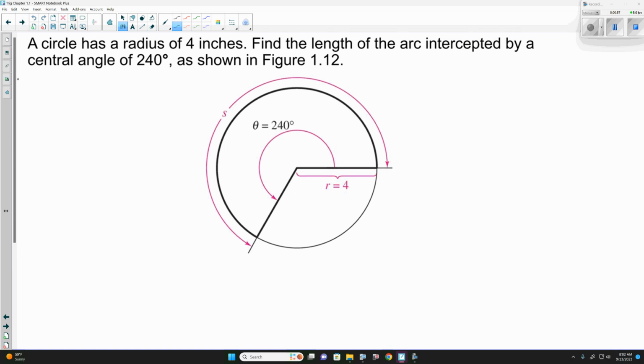So if we have this here, a circle has a radius of 4, find the length of the arc intercepted by a central angle of 240 degrees, as shown. Well, s is equal to r theta, but for this here, theta has to be in radians. We have to convert it to radians. So the first thing we're going to do is convert 240 degrees to radians by multiplying it by pi over 180.